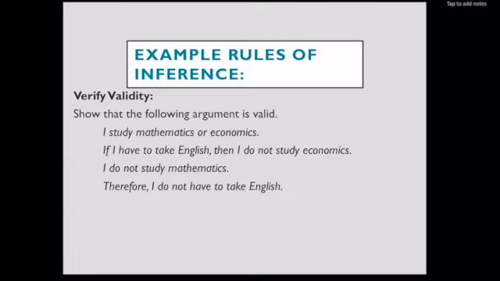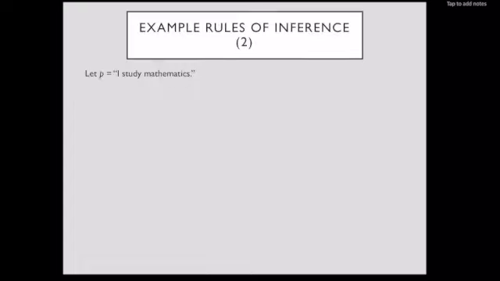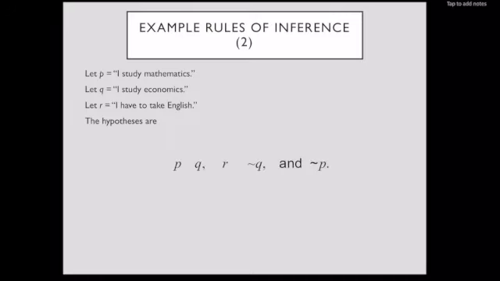Okay? So let's write this out in symbols. Let P be I study mathematics, Q be I study economics, R be I have to take English, and our hypotheses are I study mathematics or economics, so that's going to be P or Q. If I have to take English, then I do not study economics, that's R implies not Q, and not P is my conclusion. Here are my hypotheses.